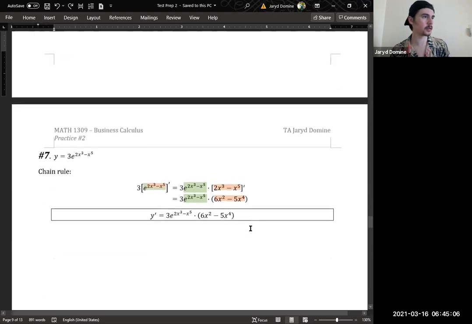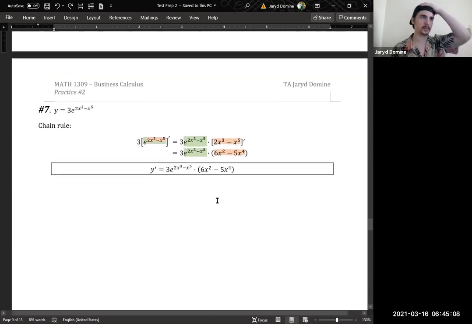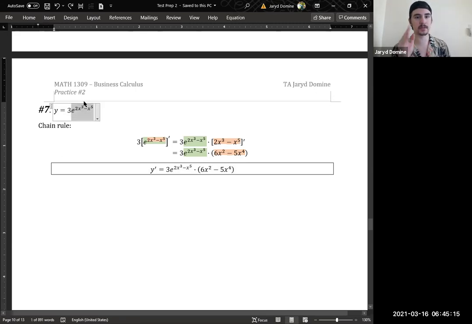Okay. All right, number 7. Number 7 is very short. It's just the chain rule. So like before, we have an exponential. Exponentials stay the same when you take the derivative. So if we try taking the derivative of 3e to all this stuff, the derivative of the outside is the same. It stays the same. So e to the 2x cubed minus x to the 5th. The outside derivative is e to the 2x cubed minus x to the 5th.